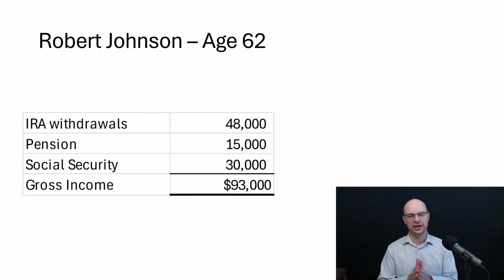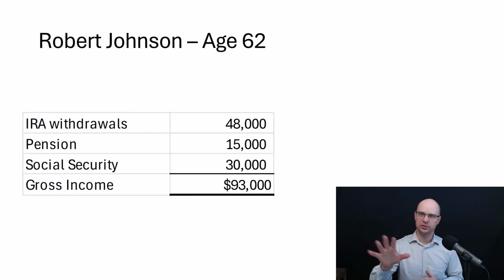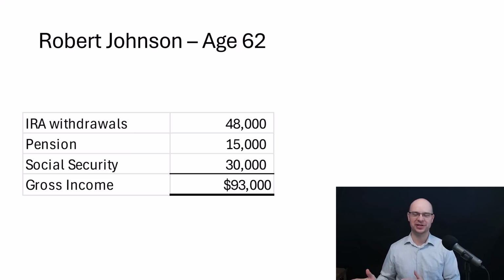All right, let's start with an example. We're going to use Robert Johnson. He's age 62. He's single. And I'm going to go with single because almost all my other examples are always joint filers, married couples, and then people give me a hard time in the comments. Don't forget about us single people. So anyway, we're looking at Robert Johnson.